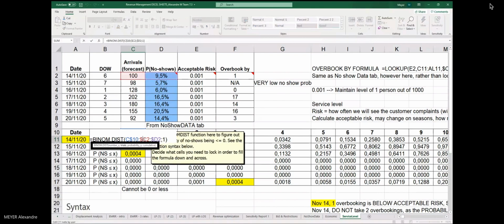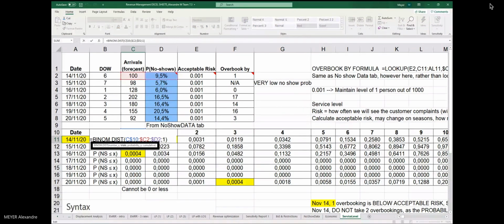Out of a trials, well, I've got 100 arrivals on the 14th. So I'm looking at 0. What is the probability? How many no-shows out of complaints? 0 no-shows out of 100 arrivals. Then I put the probability in. The probability S is the probability of a no-show.